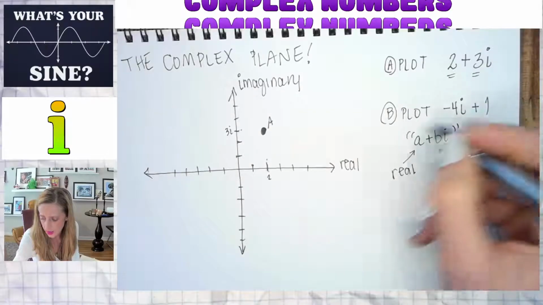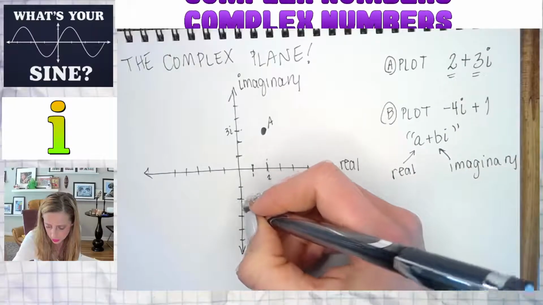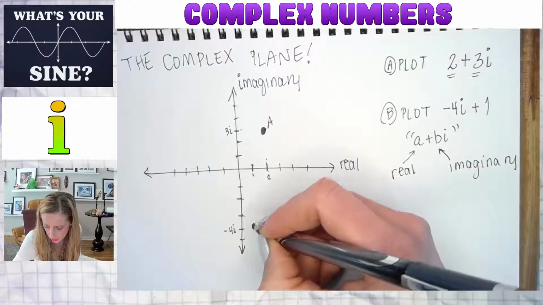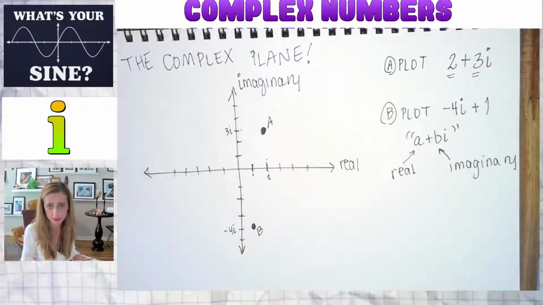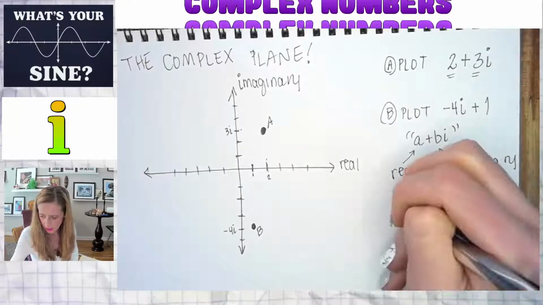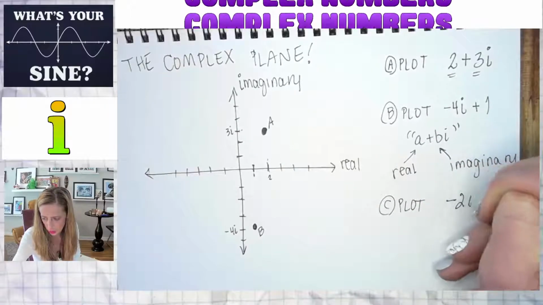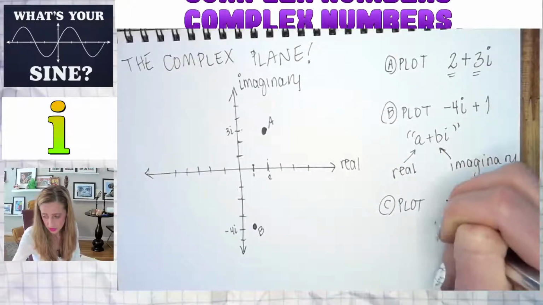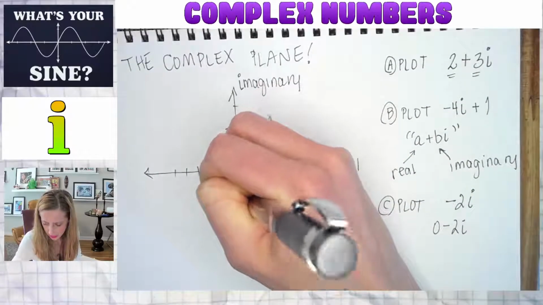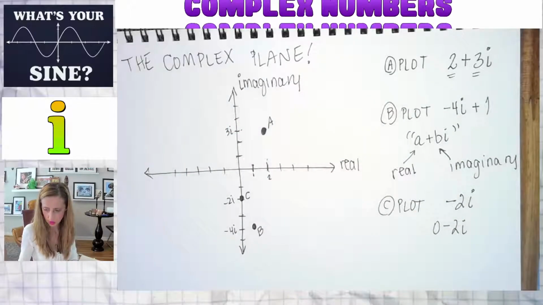So how do I plot this? I'm going to go 1 unit in the real direction, negative 4i, so 1, 2, 3, 4, negative 4i in the imaginary. There we go. Point B. Done. Easiest thing you ever did in your life. If you had to plot negative 2i, that's just the same as 0 minus 2i. And you would go right there, and that'd be point C. You just don't have another value that way.